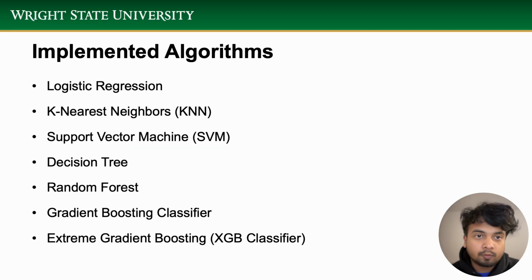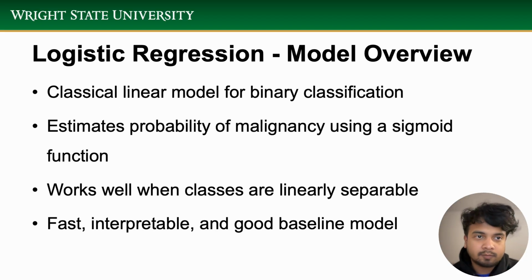And now we will go over the algorithms that were implemented in this project. We used 7 machine learning algorithms and compared their performance on accuracy, confusion matrix, and ROC curves. We will now go through each of them one by one. So first off, we're going to start with logistic regression.